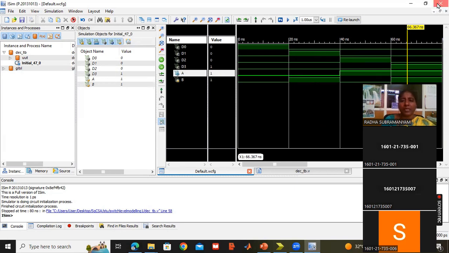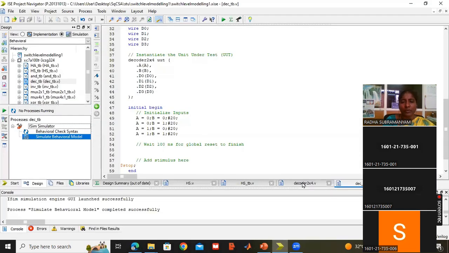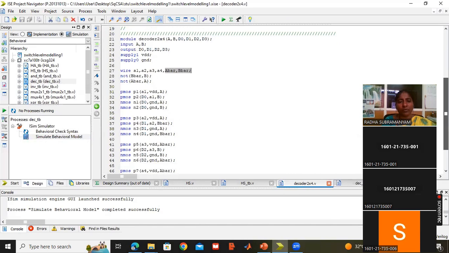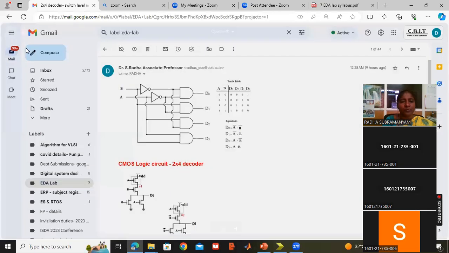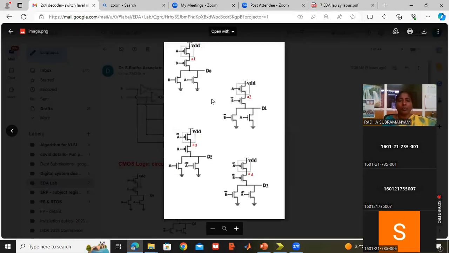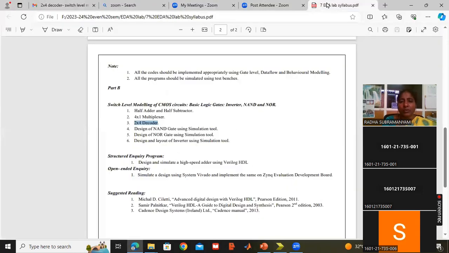So we have implemented the 2x4 decoder using switch level modeling. 4 NOR gates we have used, and appropriately in the diagram we have implemented the decoder. Output equations for D0, D1, D2, D3, 4 output equations using NOR gates we have written in the coding. We got the output as per the truth table. So with this, what we have done today: I completed the 2x4 decoder in switch level modeling. We started with the 2x1 multiplexer, then the structural model for the 4x1 multiplexer.